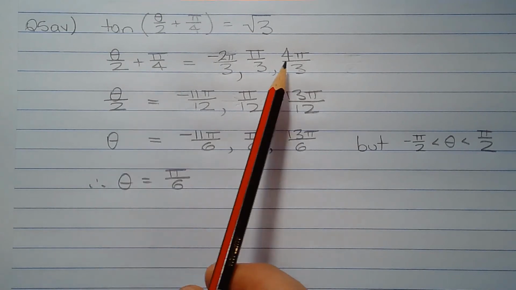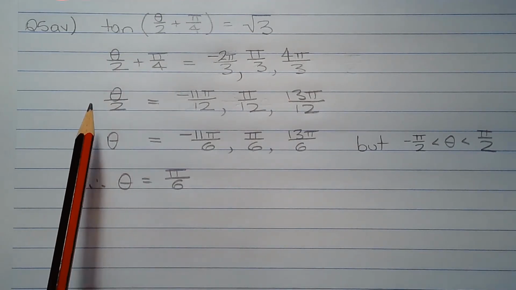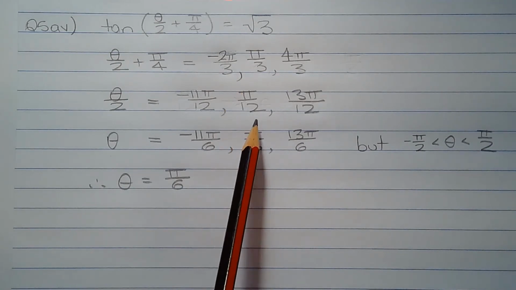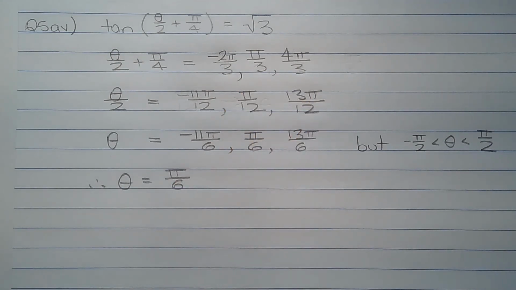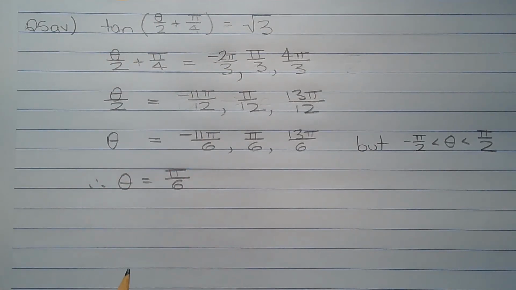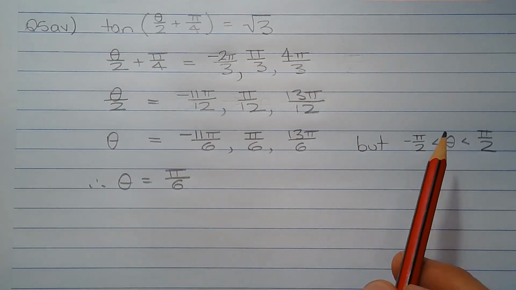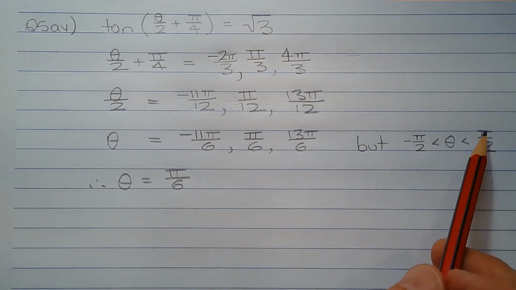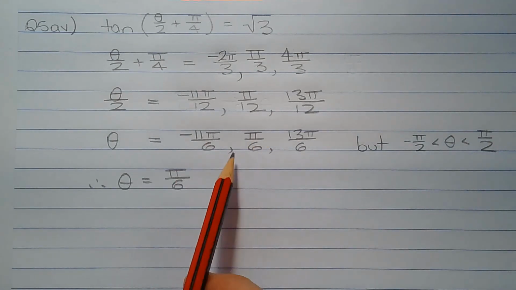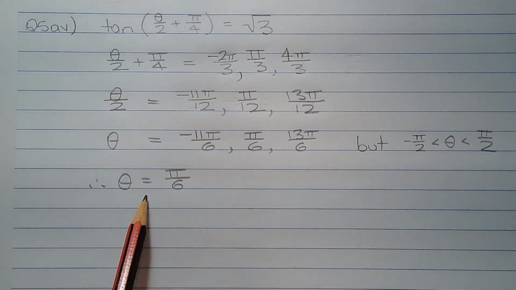Subtracting pi over 4 from both sides of the equation, we get theta over 2 is equal to negative 11 pi over 12, pi over 12, or 13 pi over 12. And then multiplying both sides of the equation by 2 to make theta the subject, we get theta is equal to negative 11 pi over 6, pi over 6, or 13 pi over 6. But theta is greater than negative pi over 2 and less than pi over 2. So the only solution that satisfies this domain is pi over 6. So therefore, theta is equal to pi over 6.